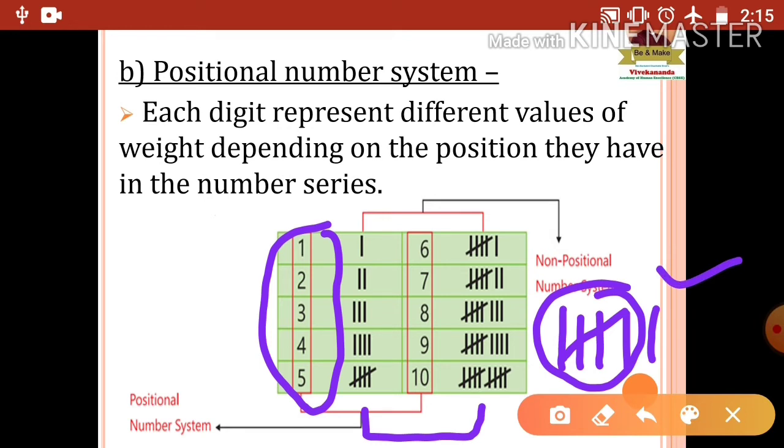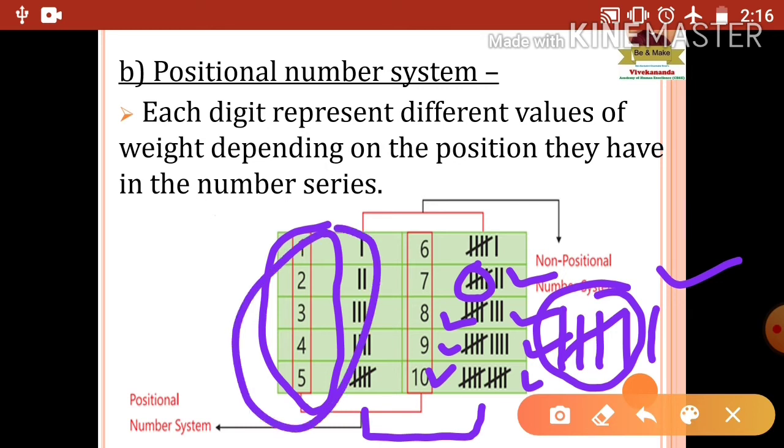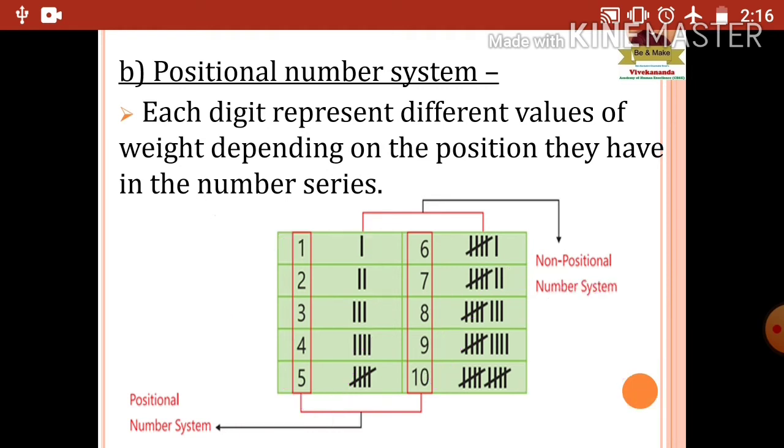So here it is shown over here. If I am going for number 7, this is a group of 5 and 2 lines. Group of 5 and 3 lines for number 8. For number 9, group of 5 and 4 lines. And for number 10, 2 groups of 5. Okay. So this is called a non-positional number system, whereas this whole is called a positional number system. Based on the number line, they will have their weight.